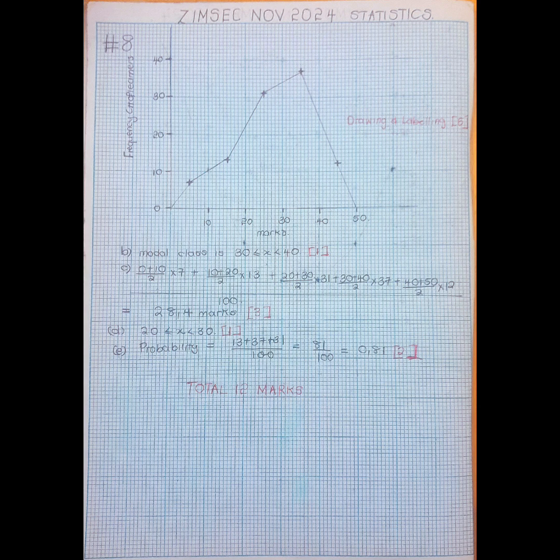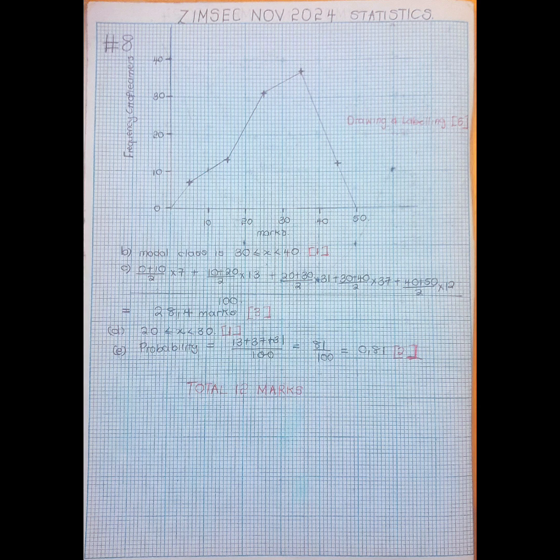When you are plotting a frequency polygon, you're supposed to plot the midpoints of the marks. The frequency is going to be on the y-axis, and the marks are going to be on the x-axis. And then you plot the midpoints in line with the frequency. You then join all the points using a ruler. The graph that you are going to get is known as a frequency polygon. And you label the x-axis as representing marks, and the y-axis as representing the number of learners.